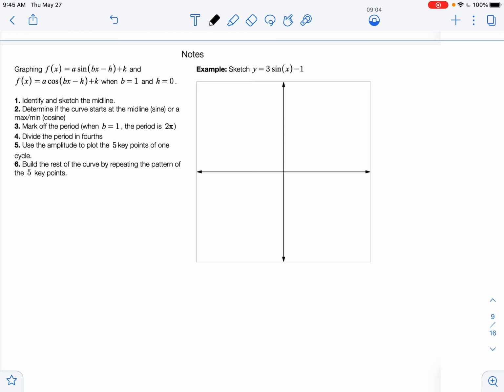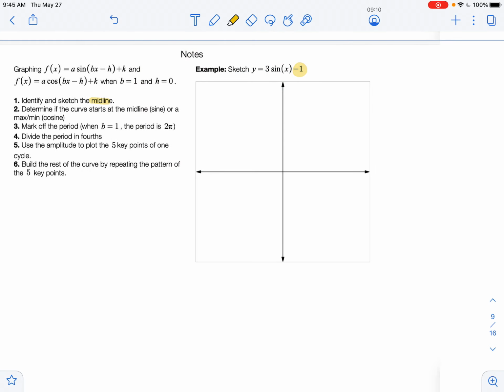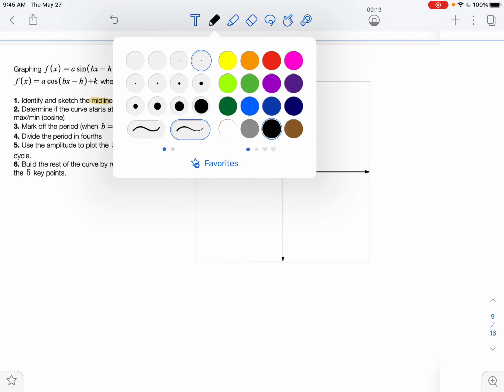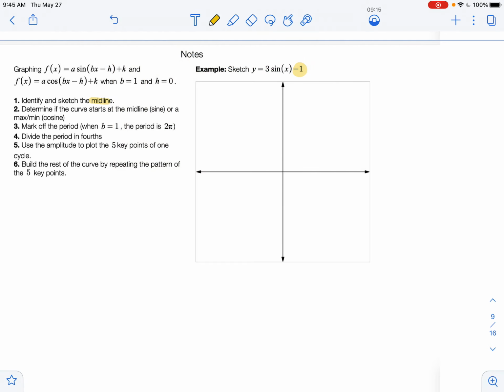So the first thing that will be important for us to do is identify the midline, okay? The midline is where we base kind of everything off of. So our midline is y equals -1, that's our k value. We are then told to determine if the curve starts at the midline, meaning it's sine, or a max or min. We'll talk about differentiating that in a little bit. So max or min being cosine. So I see that it is sine.